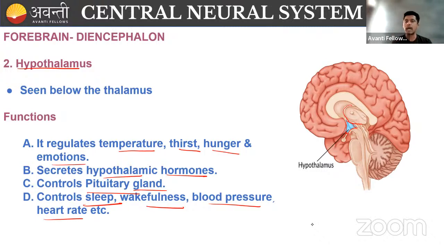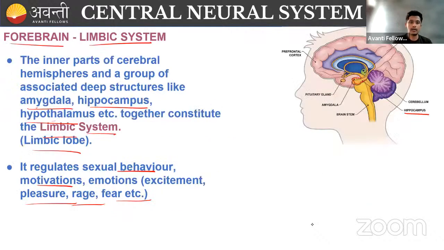The hypothalamus secretes hypothalamic hormones by neurosecretory cells, and it controls pituitary hormones. It is also responsible for controlling sleep, wakefulness, blood pressure, as well as the heart rate.